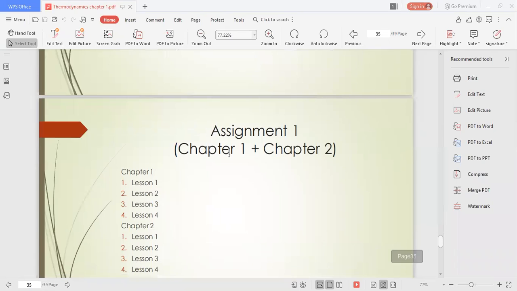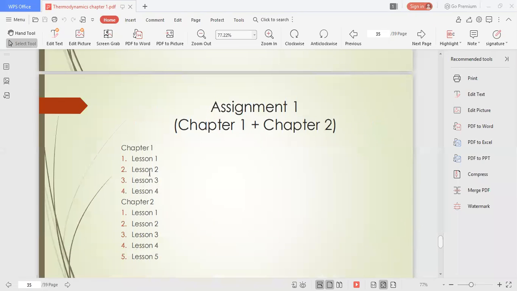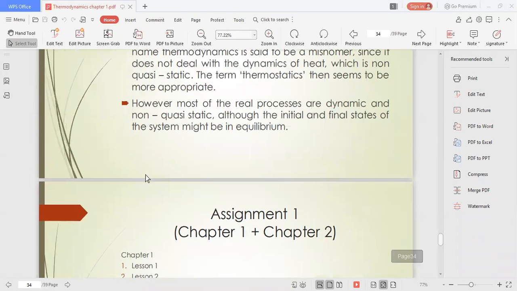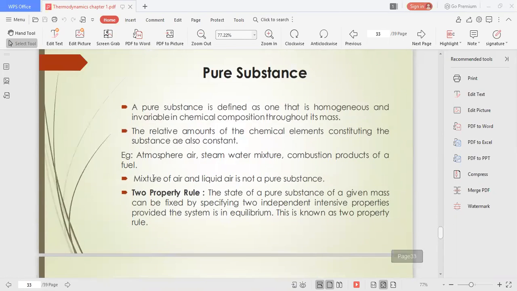And assignment 1 is there. Assignment 1 comprises chapter 1 and chapter 2. In chapter 2, 4 lessons are there. Today we'll end up with lesson 1. From lesson 1, I will give 2 small questions. You have to write the answers on white papers, scan them and upload those answer sheets in Google Classroom. All students have to join that Google Classroom.